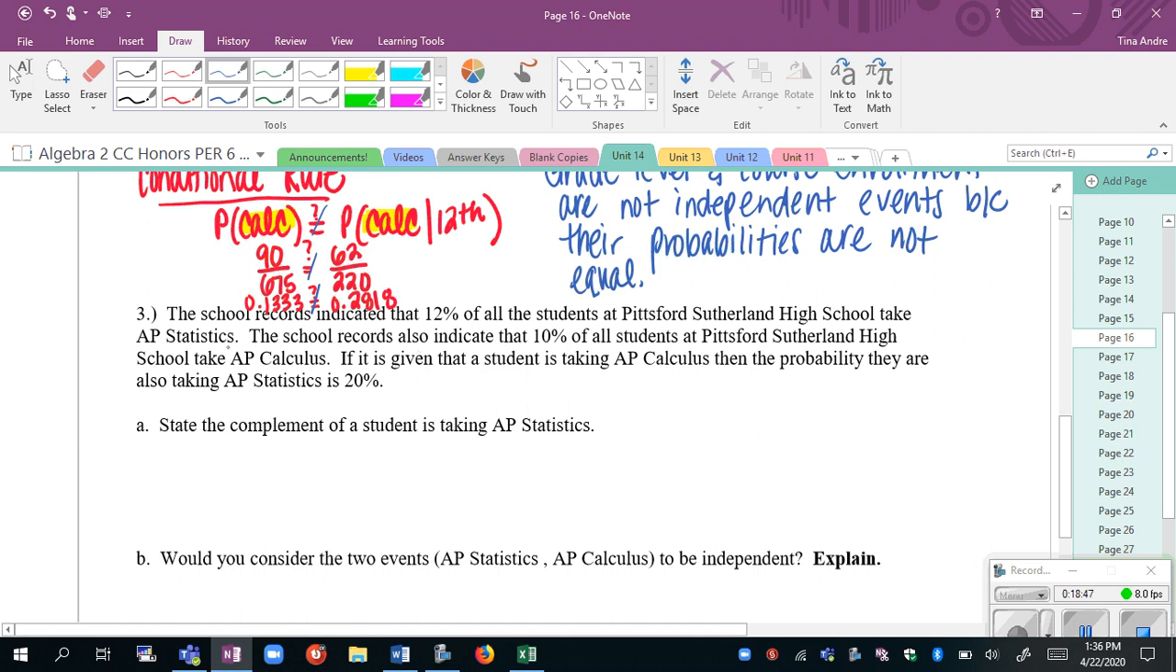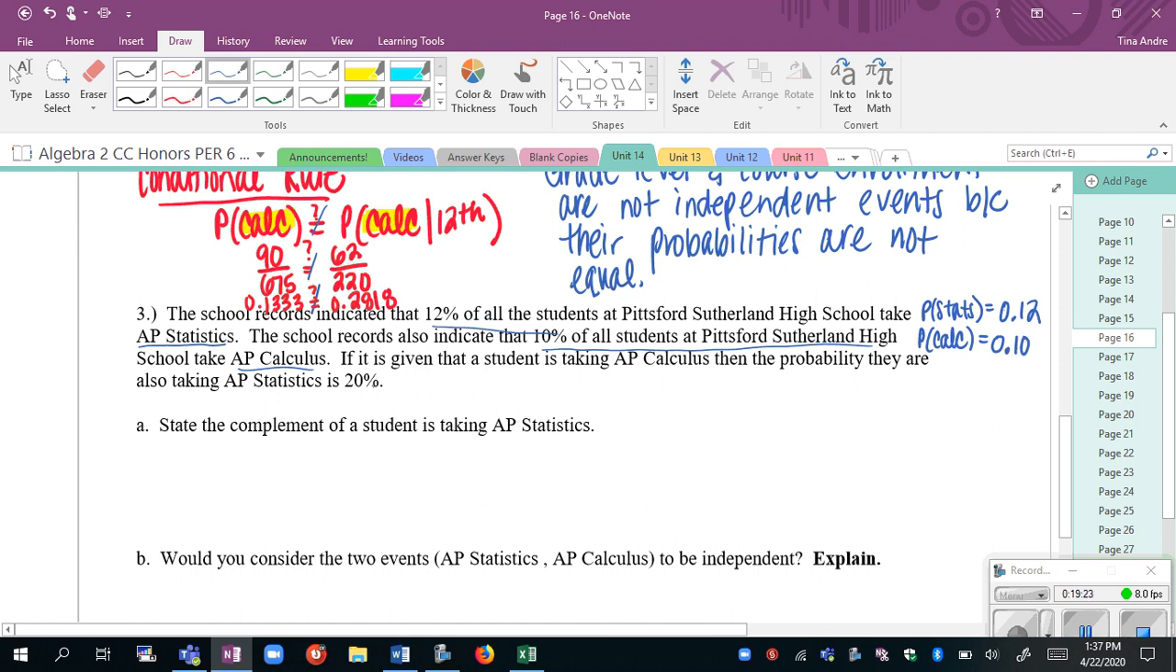So it says the school records indicated that 12% of the students at Pittsford Sutherland High School take AP Stats. So that tells me that, because it's out of all students, the probability of a student taking stats is 12%, or 0.12 if I write it as a decimal. Then it says that 10% of all students take calculus. So the probability of calculus is going to be 10% or 0.10.